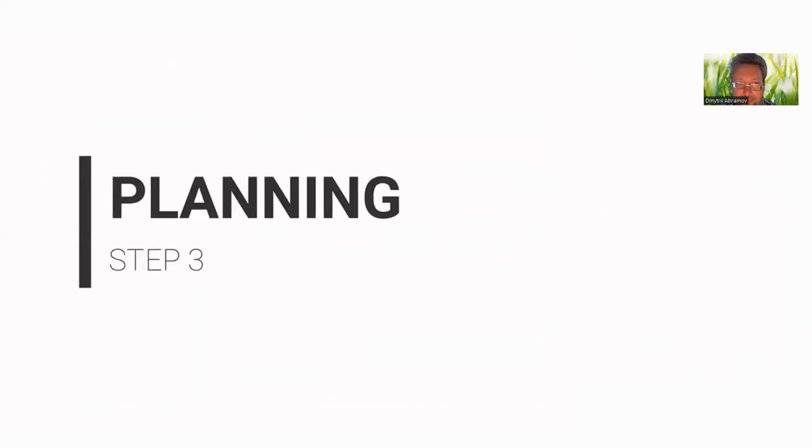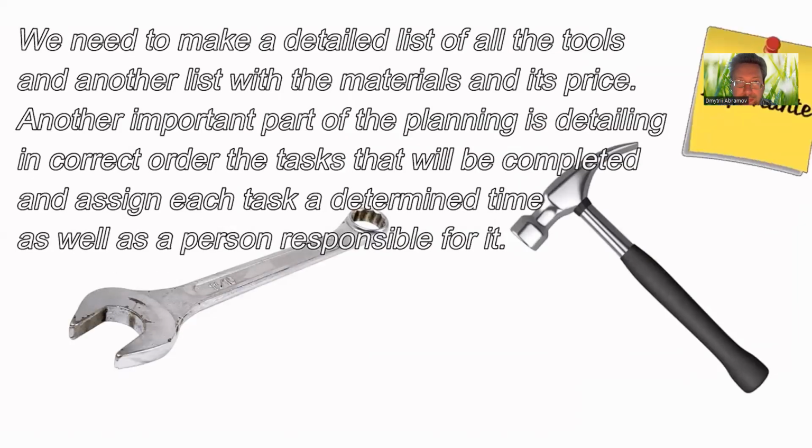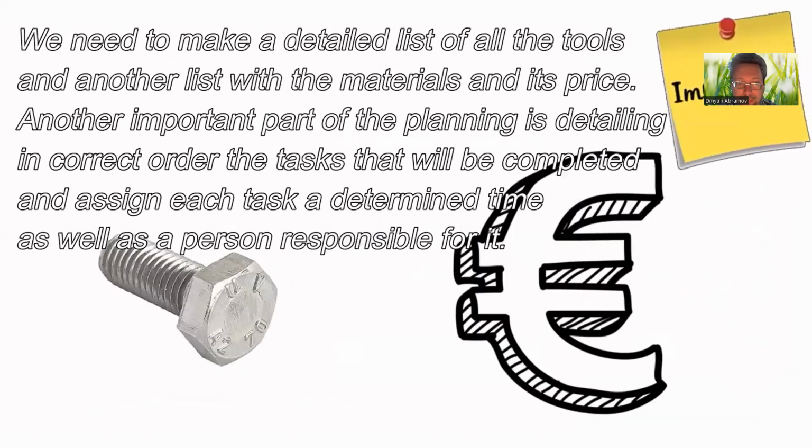The third step is the planning. Here, we need to make a detailed list of all the tools we are going to use, and another list with the materials and its price, to know the real cost of the project. A project would also take into account additional costs, for example, labor, renting, machinery, and licenses.